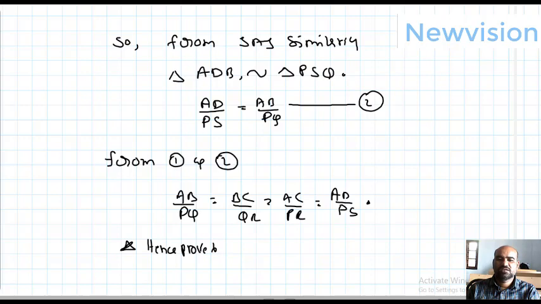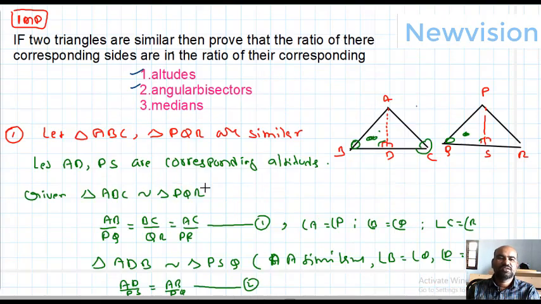All the results are proved. These are very important results. Observe all of you: if two triangles are similar, then the ratio of their corresponding sides is in the ratio of corresponding altitudes, angular bisectors and medians. Just as I proved, I can say this is important property 1. Using this property, you can solve so many problems.